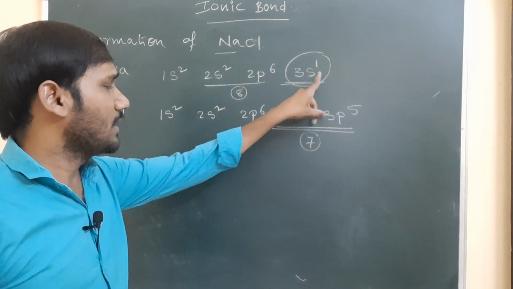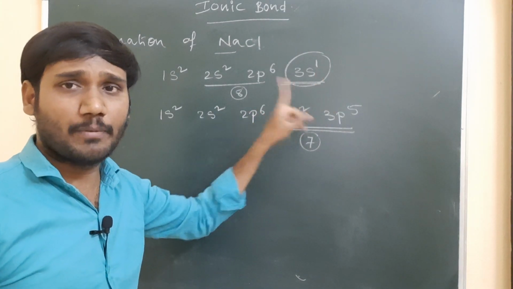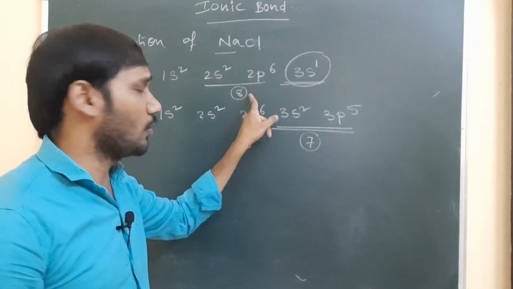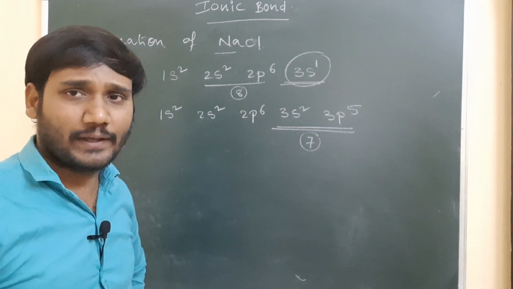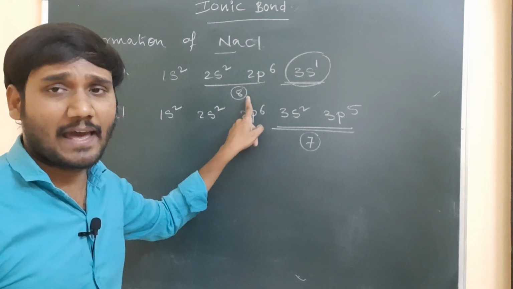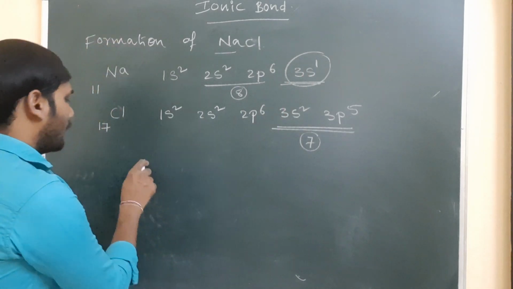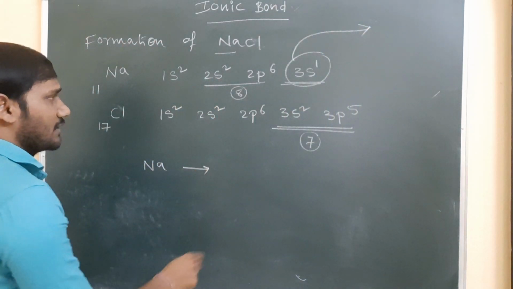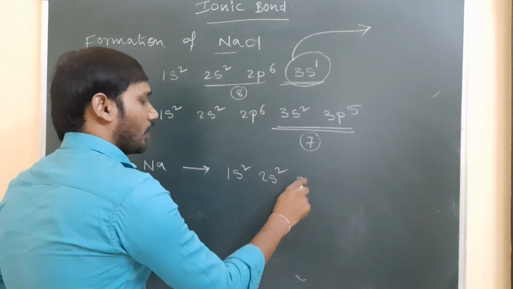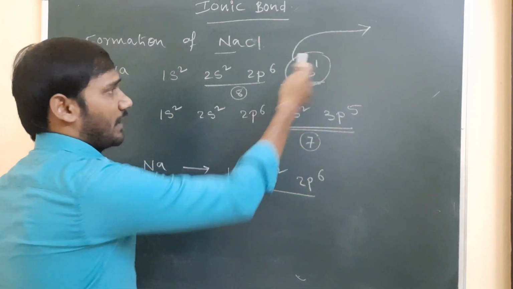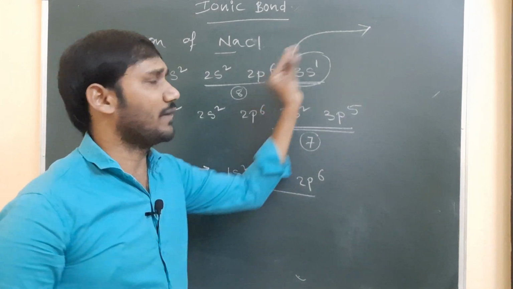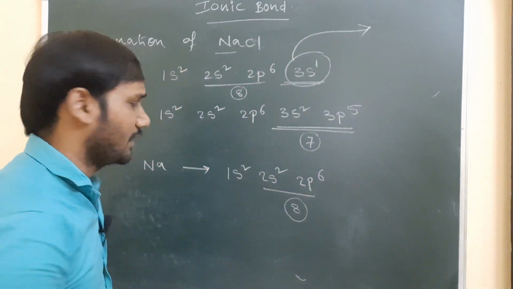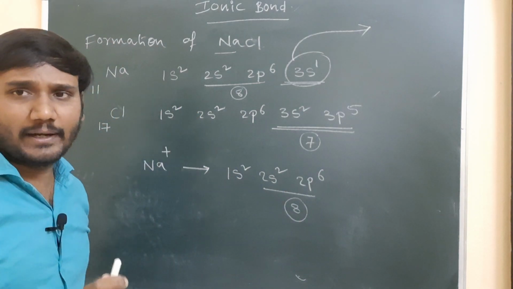So as per that concept, the sodium valence shell has 1 electron, but the shell before has 8 electrons. If sodium loses this valence electron, then it will get 8 electrons in the valence shell. So sodium gets 8 electrons in the valence shell by losing 1 electron. For example, if the 3s1 electron is lost by sodium, sodium gets the configuration 1s2, 2s2, 2p6, 3s0, because there is no electron. Only 1 electron was there, and it is lost. Now, in the valence shell of sodium, 8 electrons are present.